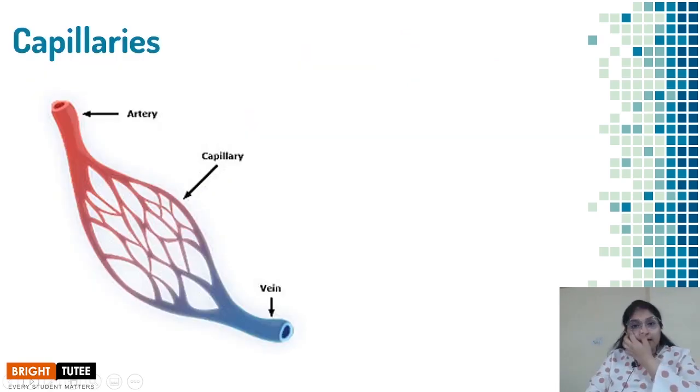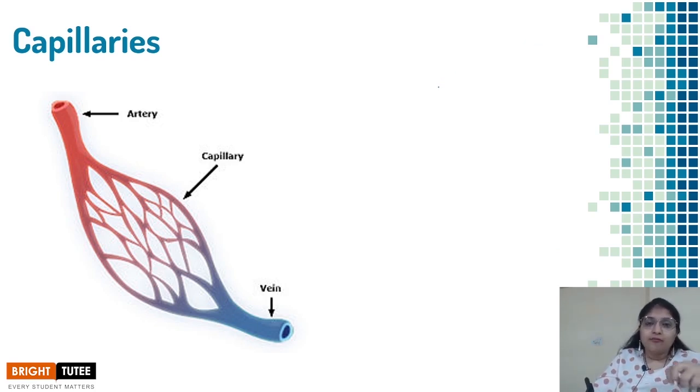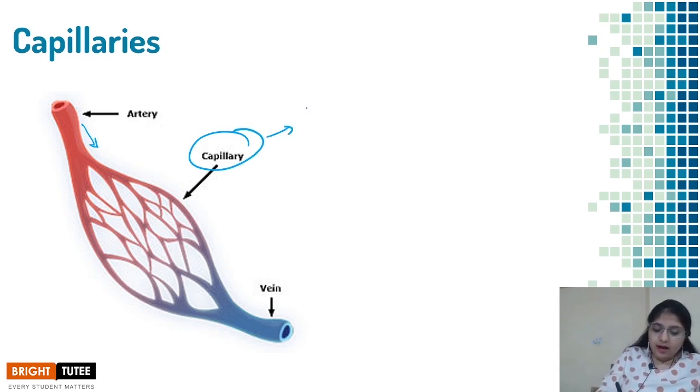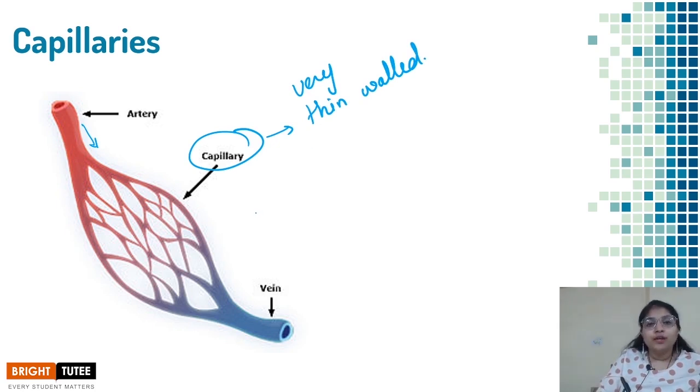Now, the other vessel that we were talking about, which is again a very important vessel, is called the capillary. If you look at the capillaries, they are the smaller vessels that are formed after the division of the artery. So, suppose as you can see there is this artery which is divided into further smaller vessels called capillaries. These are very thin walled vessels. These are formed by the division of the artery.